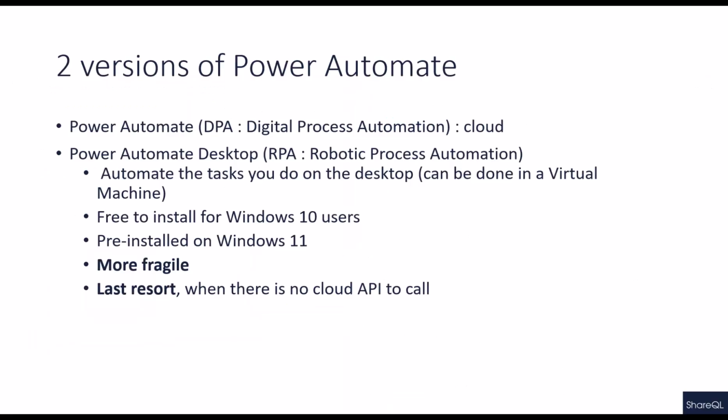Before we start doing the exercise, you need to have some context or some background of Power Automate. There are actually two versions of Power Automate. We have Power Automate DPA. DPA means Digital Process Automation. That means cloud. So with DPA, we are going to create cloud-based workflows.